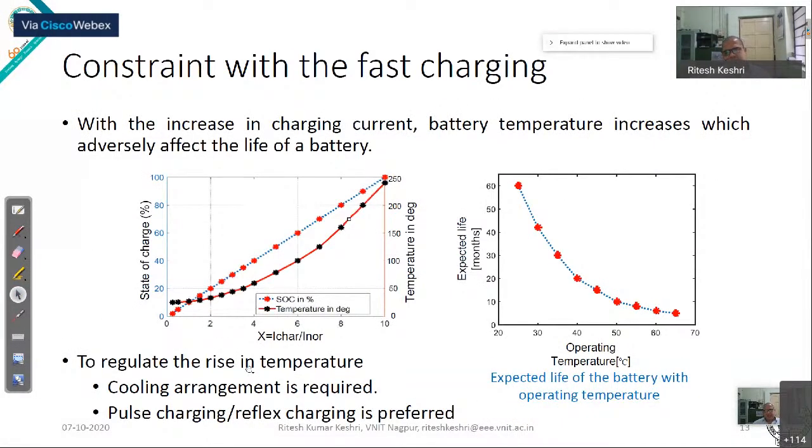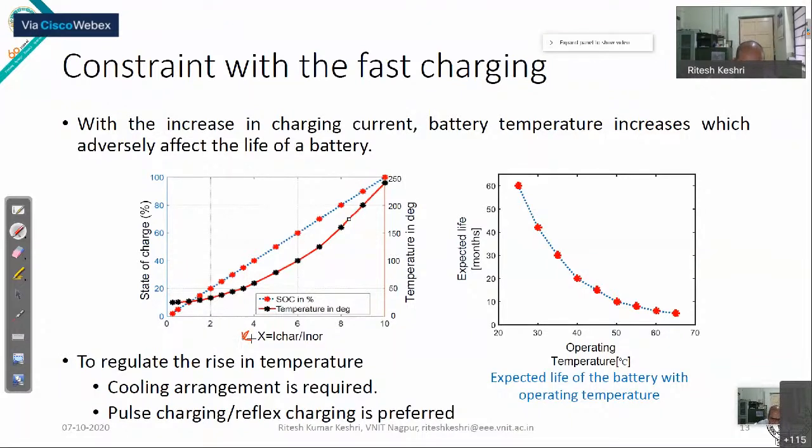Then there are some issues with that. If you go with fast charging, there's no problem, but there are some problems with this. What happens is that if you increase the charging current, the temperature of the battery is going to increase, which affects the life of the battery. So for that, this is the arrangement. What is the impact? Suppose you are increasing the charging current.